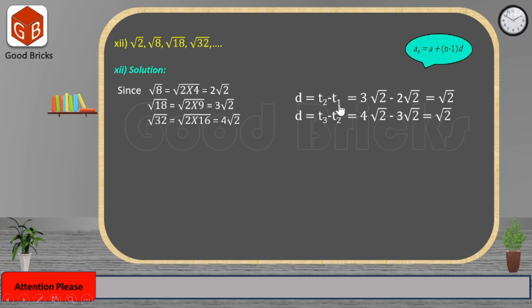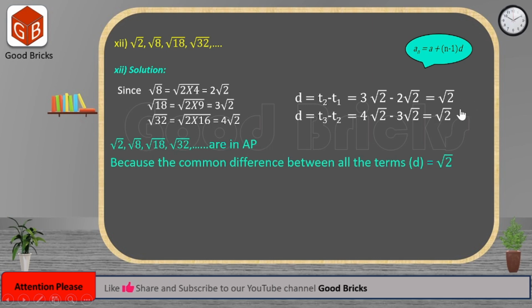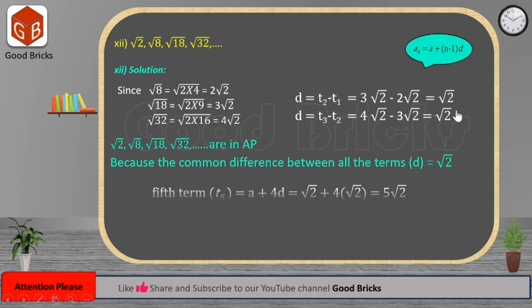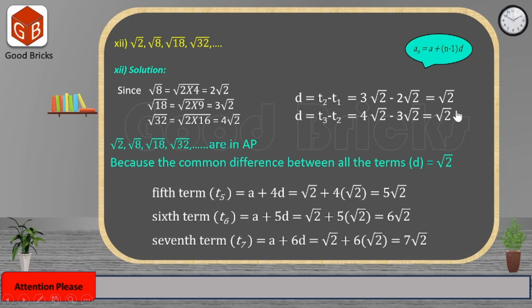Term 2 minus term 1, you will get root 2 only. Term 3 minus term 2 also gives root 2 only. Since there is a common difference, we can say that this given series is forming an arithmetic progression. Using this value d, the value of a, and this formula, we can find the next three terms, and these are the values of term 5, term 6 and term 7.